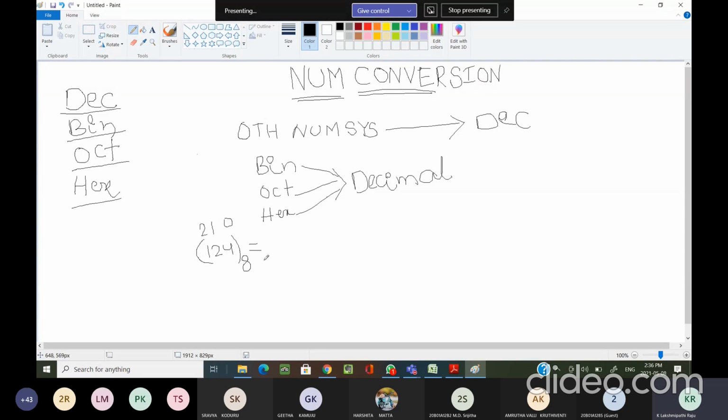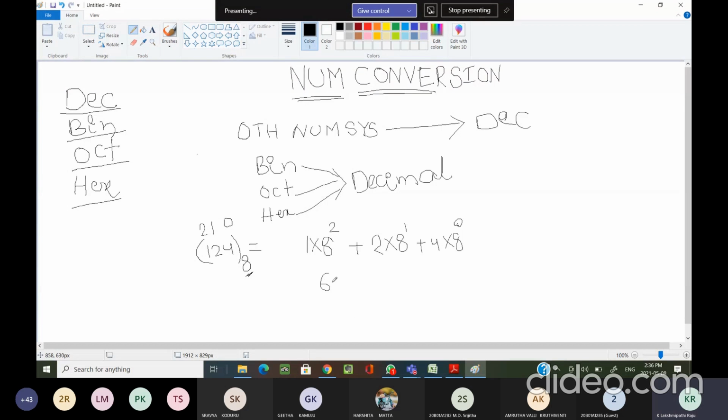Now I am directly performing the multiplication and summation. 1 into 8 square. Why 8 square? Because the base is 8, an octal number, and the weight for that position is 8 square, plus 2 into 8 power 1, plus 4 into 8 power 0. This is the procedure that we have to do.